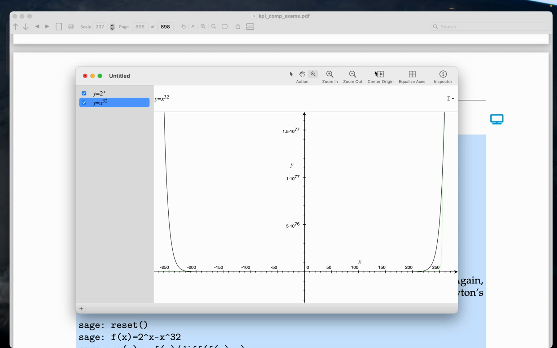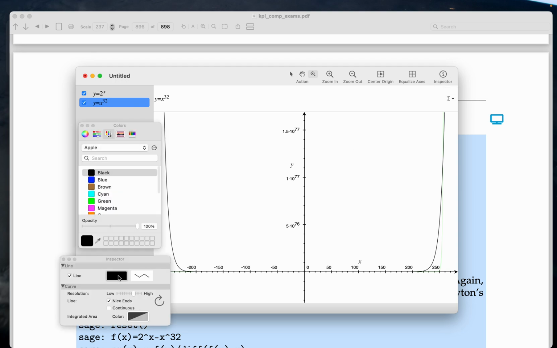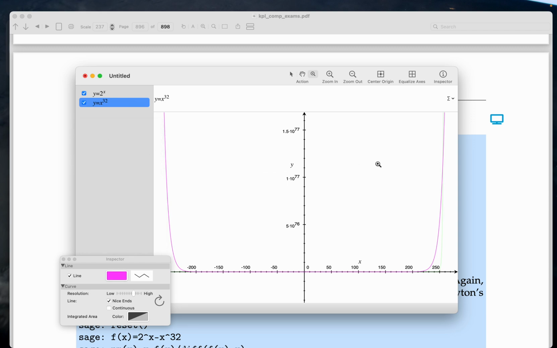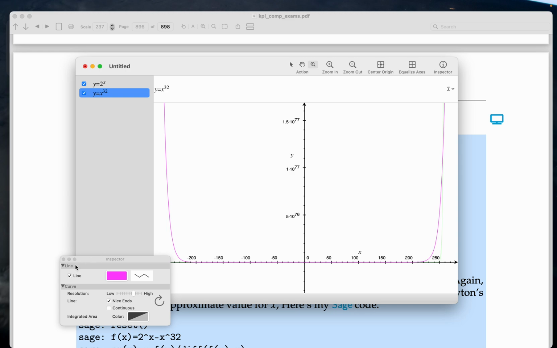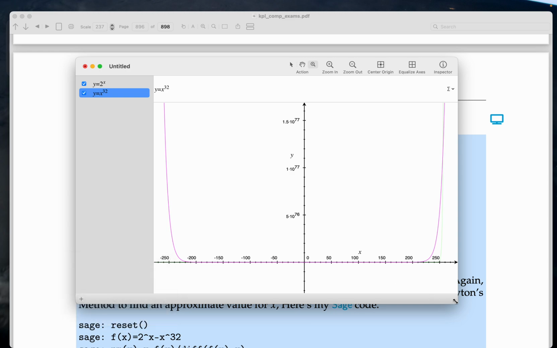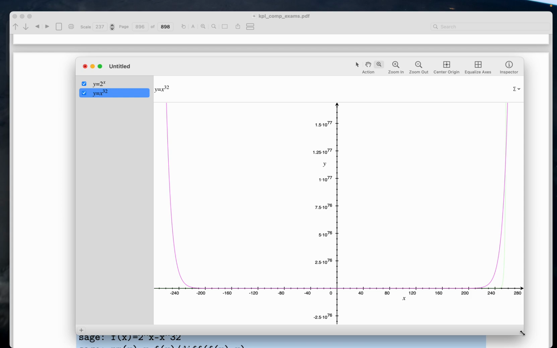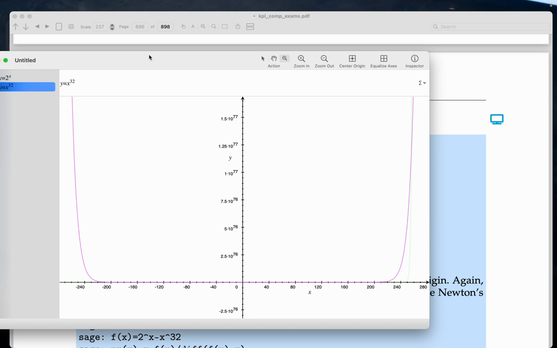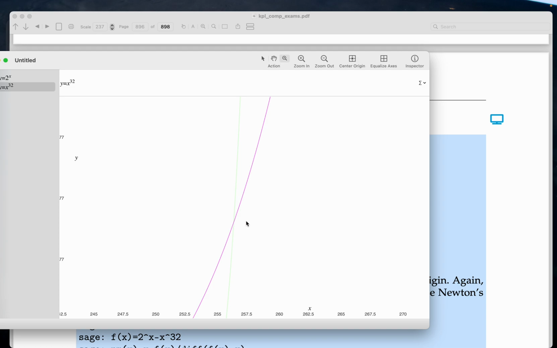Let me show you this one over here. Let's color it, and let's make it magenta. All right? Okay, looking at it, let me close this out and blow this up a little bit. I'm seeing a point of intersection. Now I'm actually going to zoom in to that region, and I'm seeing a point of intersection over there.